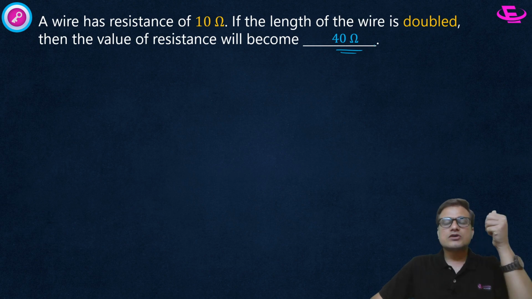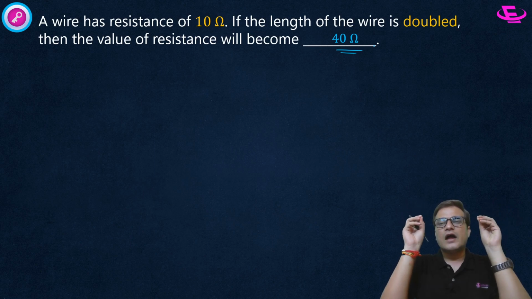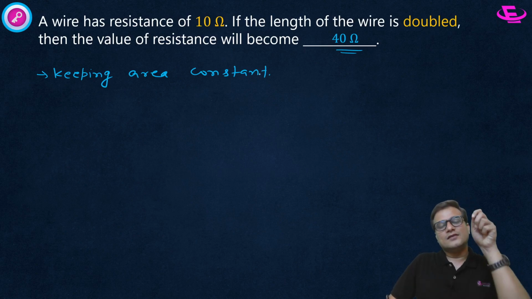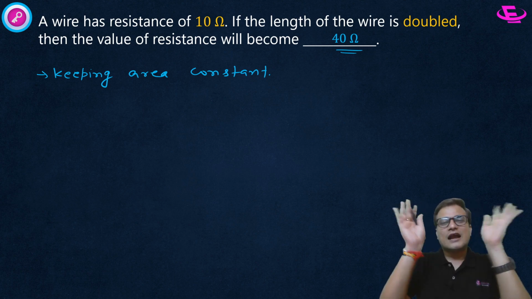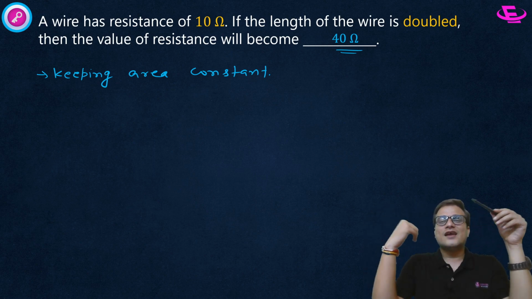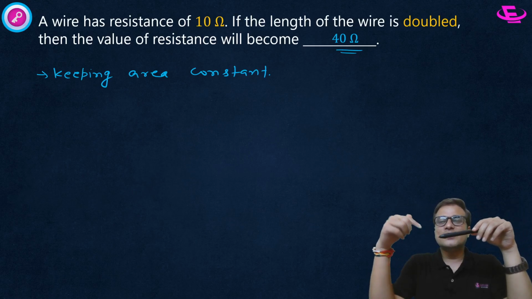Now they can ask you in a different way. Now what will they say? They will say that if the length of the wire is doubled, keeping area constant. Now what does it mean? The moment they say length of wire is doubled, keeping cross sectional area constant, you should understand that new wire has been added. How is it possible to increase the length? New wire has been added.